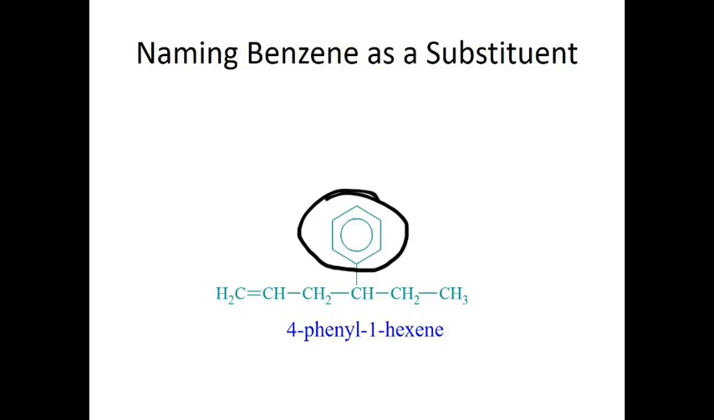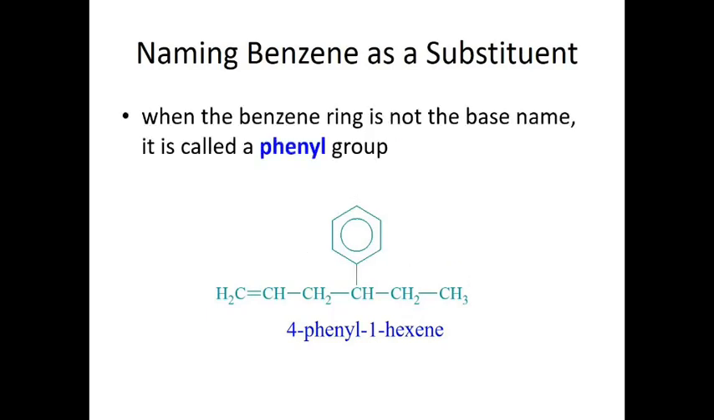So this is 1-hexene. Here it is, a hexene, 1-hexene, and then at carbon number 4 is the phenyl group. Just like if it was 1-hexene 4-methyl, or 1-hexene 4-ethyl. Now it's 1-hexene 4 what? Phenyl. Okay. Pretty cool there, huh?